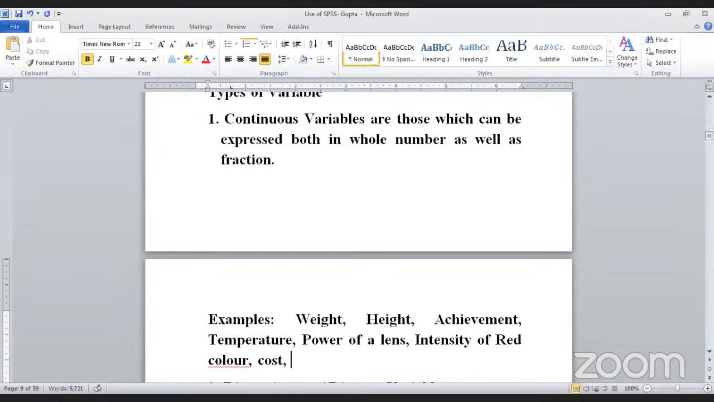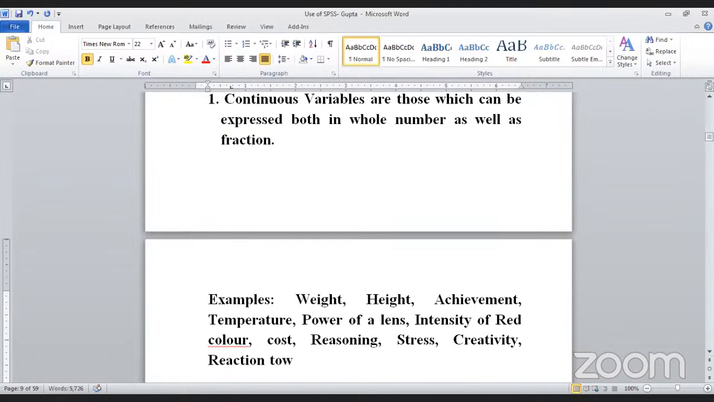Cost of anything, absolutely no problem. Then your reasoning, stress, the creativity, reaction towards online teaching. Like this, there are many variables which will be the continuous variables, because you will have the values in the whole number as well as in the fraction.